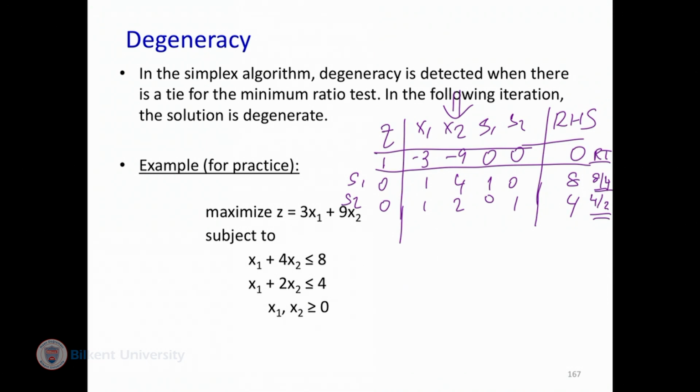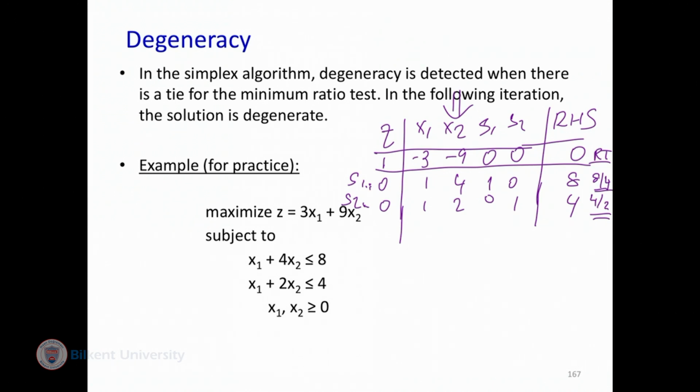So remember, what does the ratio tell me? If you enter the variable x2 and if you make it as high as the result of the ratio test, then this variable, which gave the ratio test the minimum value, is going to hit 0. Now, in the next iteration, not only the one that you choose, but the next one is going to also hit 0. So there will be an exchange with only one of them, but both of these values, S1 and S2, will drop to 0 in the next iteration. Okay? And if that is the case, one of them is going to remain at 0, and that will also be causing a degenerate basic feasible solution.